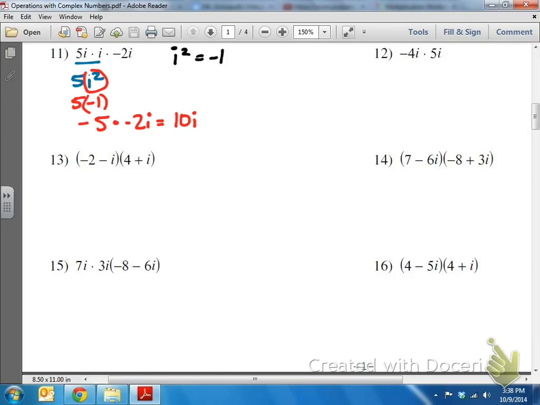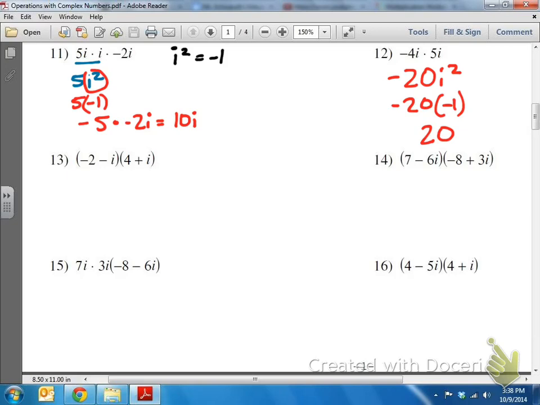On number 12, just keeping with the theme, negative 4 times 5 is negative 20i squared. Again, i squared gets replaced with negative 1, and negative 20 times negative 1 is positive 20. All right, let's look at number 13, a different problem.